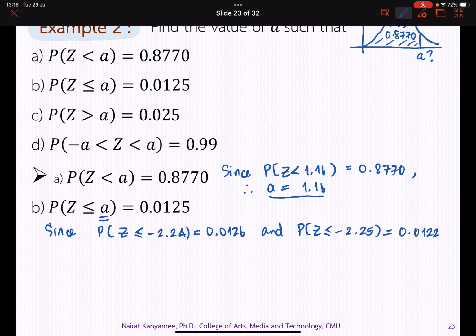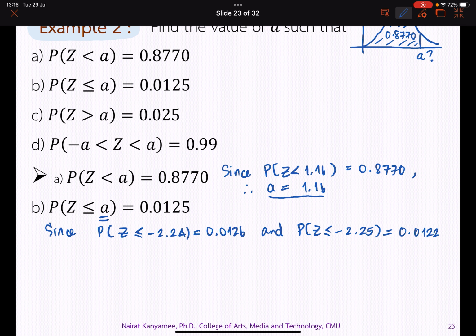0.0125 lies between these two values. And since it is closer to this value, right? Closer to this value than the other value, than 0.0122, so I can use the first one for the Z-score.